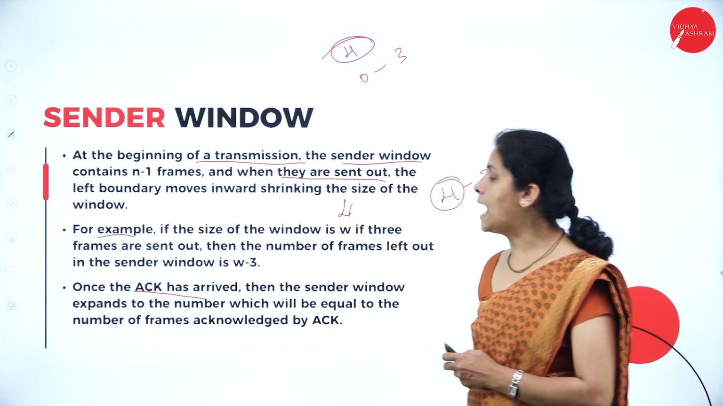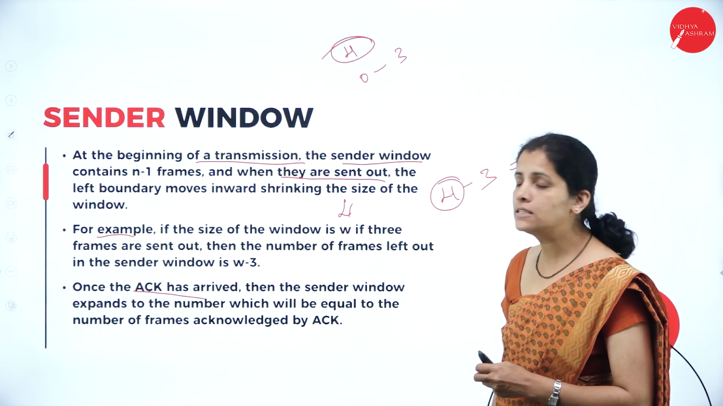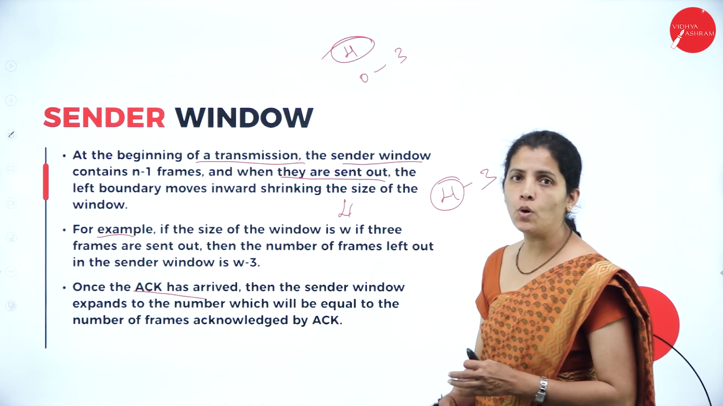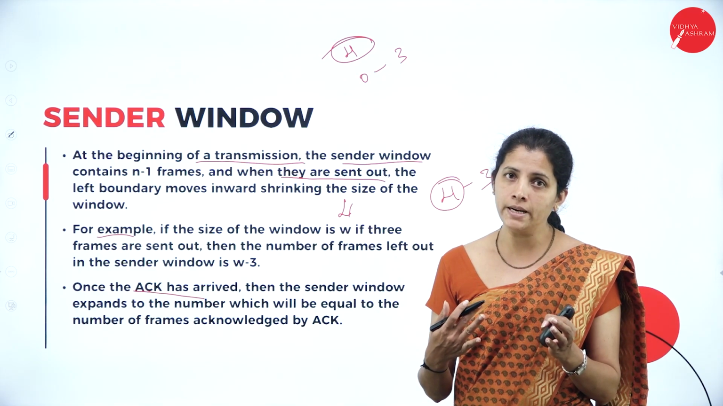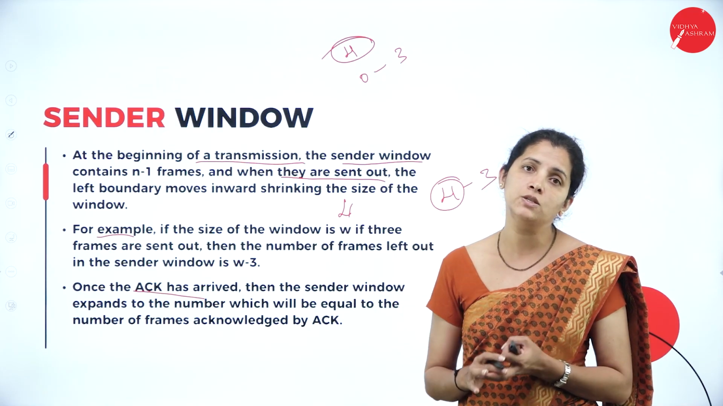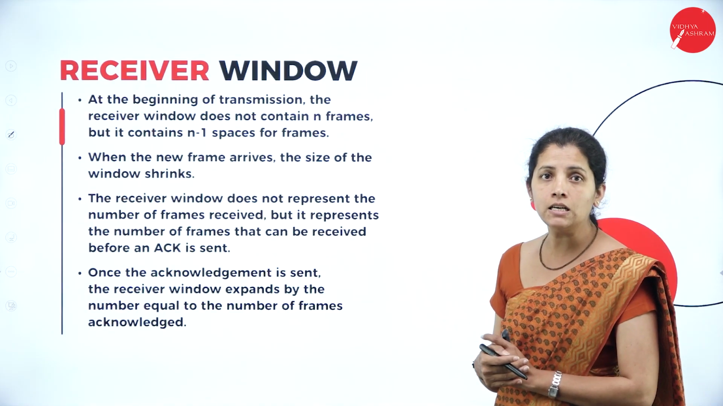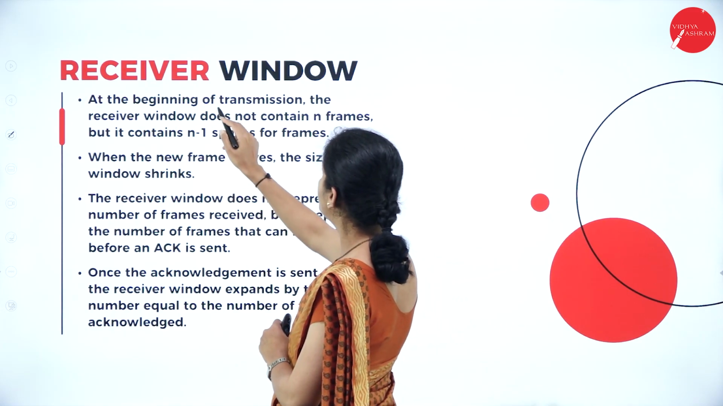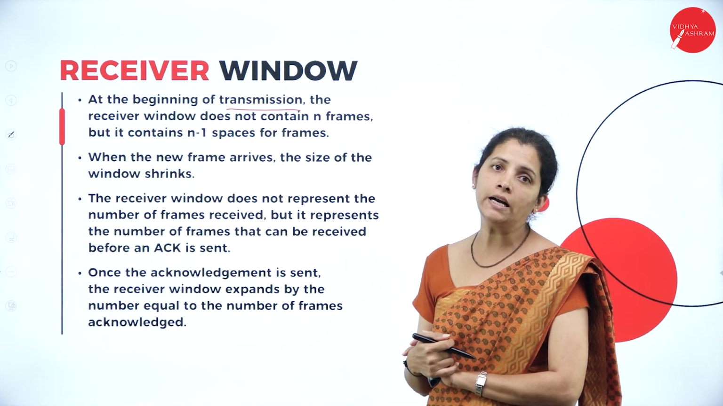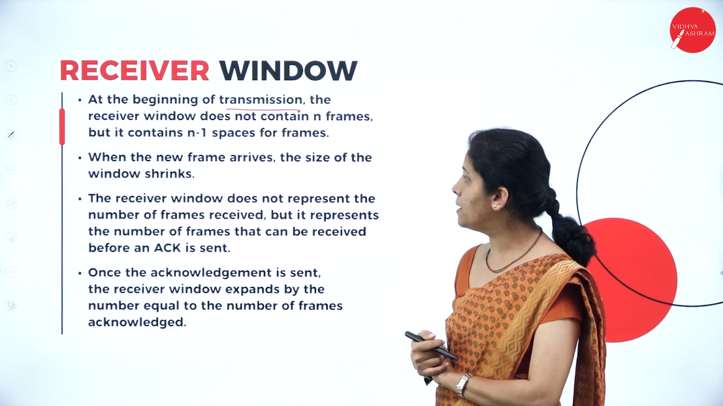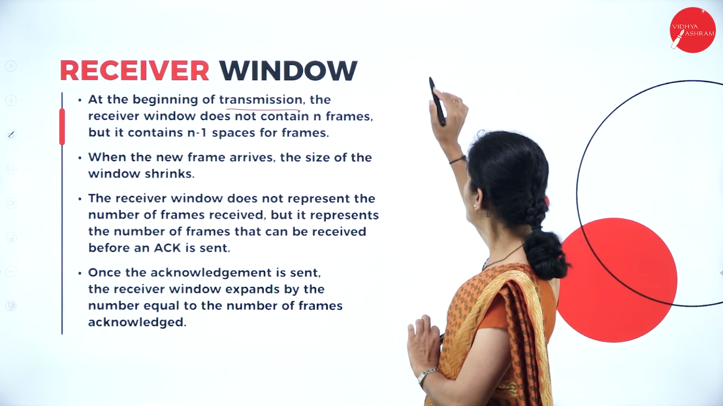Once the acknowledgement has arrived, then the sender window expands. So, once the sender receives the acknowledgement, the size of the window is going to increase or expand. Okay, fine. If I consider the receiver side, at the beginning of the transmission, the receiver window does not contain n number of frames, but it contains n-1 spaces.